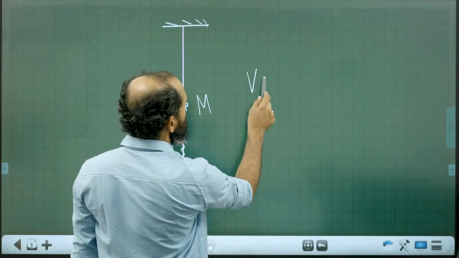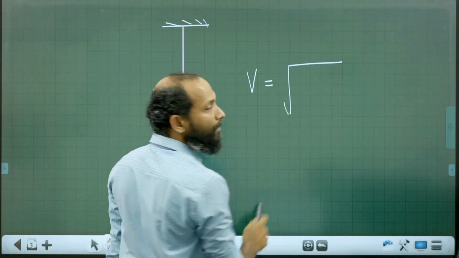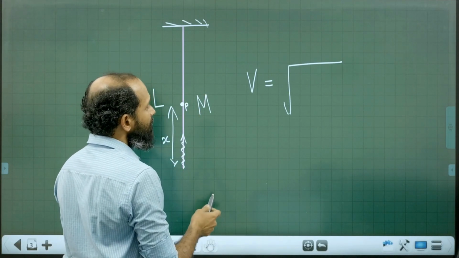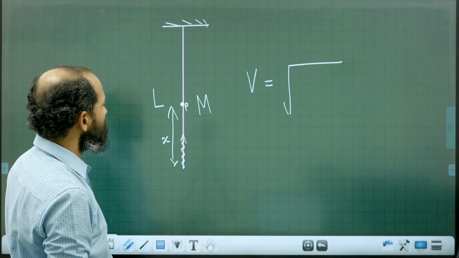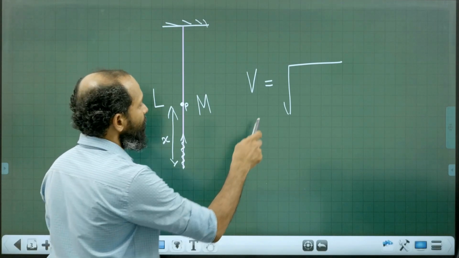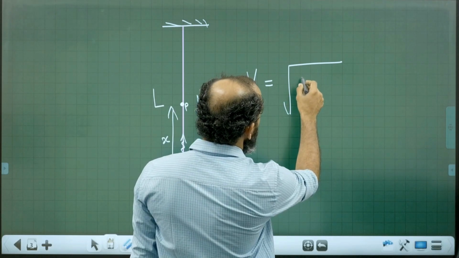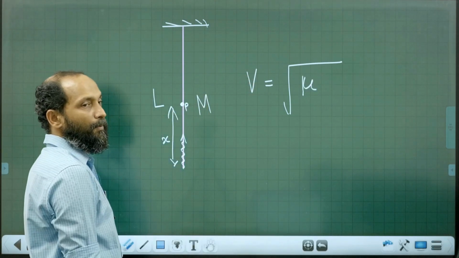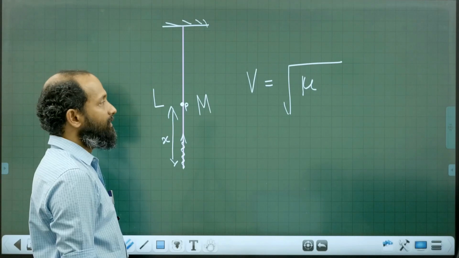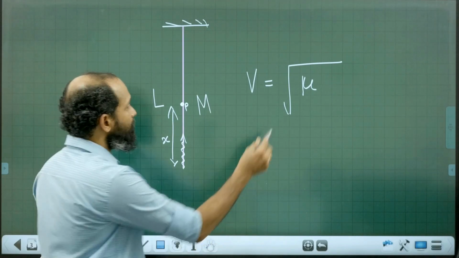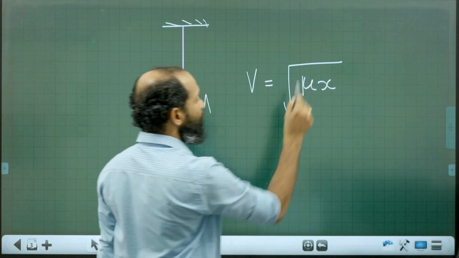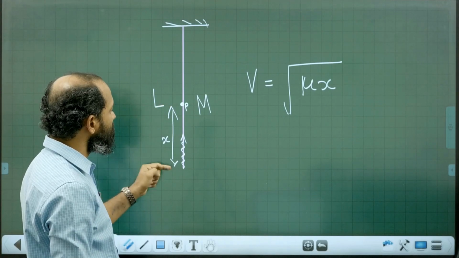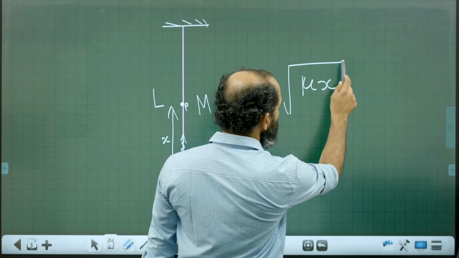For that we can use the formula V equal to root of T by mu, where T is the tension at the point P. Tension at the point P is the weight below the point P. Weight below the point P will be mass below the point P into g. Mass below the point P is mass per unit length into length below the point P, so mu x into g.